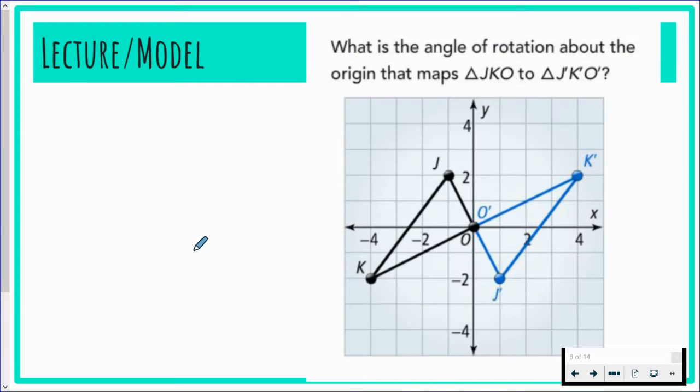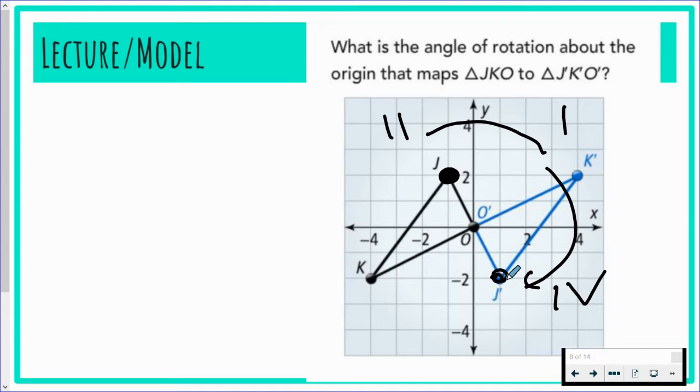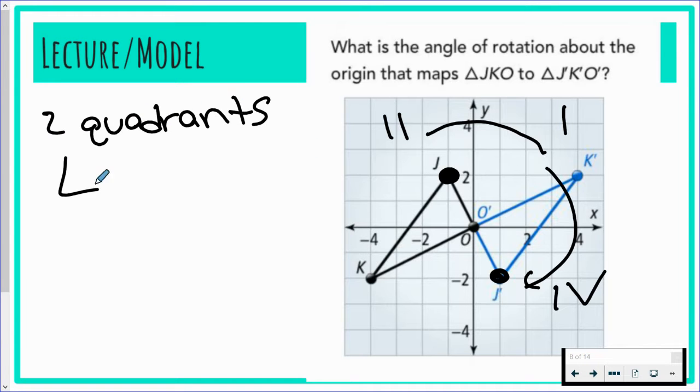All right, let's keep working. All right, what is the rotation around the origin that maps JKO to J prime, K prime, O prime? So our original black triangle, JKO, I'm going to look at point J. I went from quadrant 2, and if I go clockwise, I go through quadrant 1 and then to quadrant 4. I moved 2 quadrants. So I made a 180 rotation.